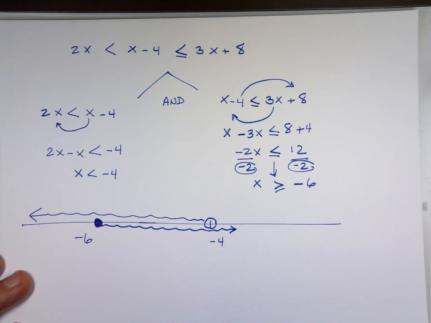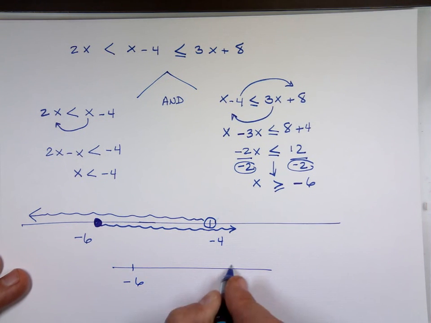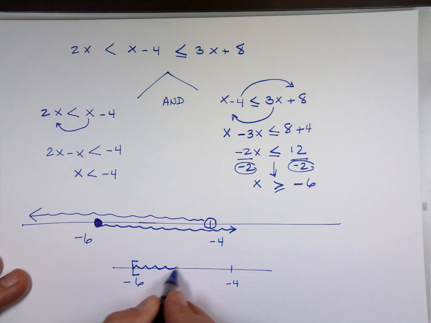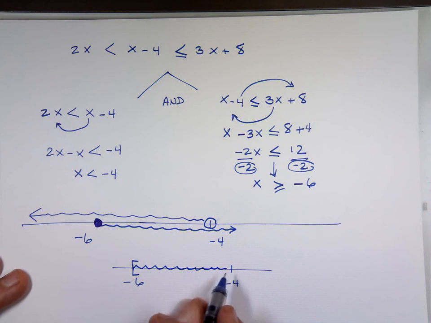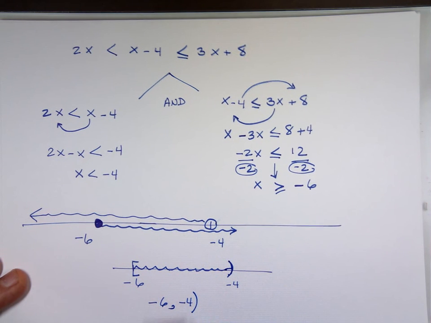So where's my answer? From where to where? Is the negative 6 included? Yes. Is the 4 or negative 4 included? No. So from negative 6 all the way to negative 4, not included. Yes, it's included.